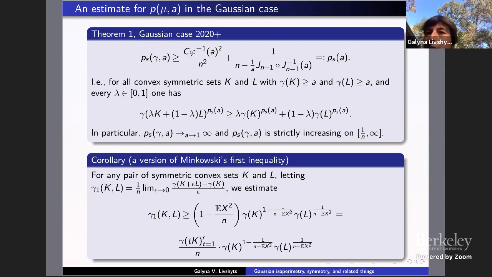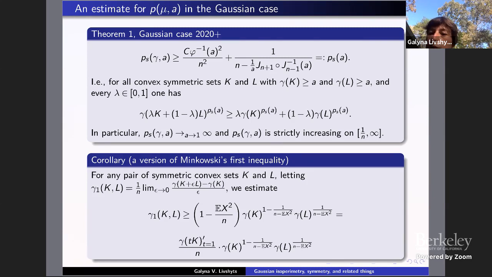One can estimate from below the concavity power of the Gaussian measure in case the measure of K and L is bigger than a, and K and L are symmetric and convex. Then the following function you can put in the power over there, or alternatively, if you really want, you can write this in terms of that function that I wrote with integrals. It's the exact same thing. So this power is strictly increasing on the interval 1 over n to infinity, and indeed it tends to infinity when a tends to 1.